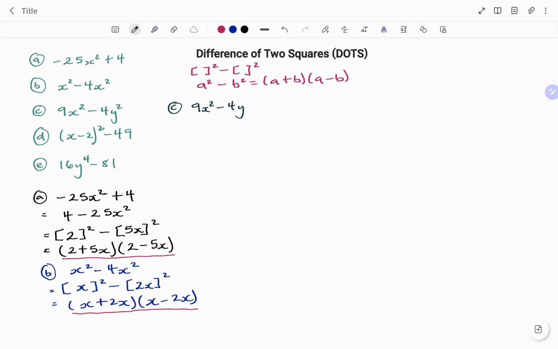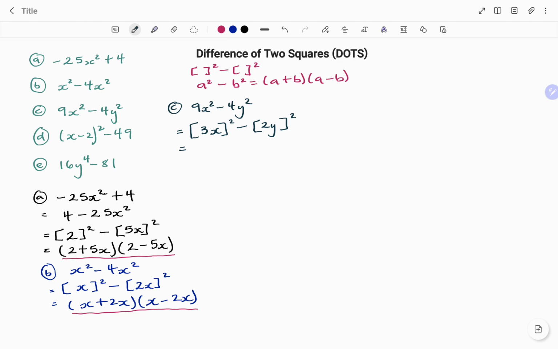In my third example, I have 9x squared minus 4y squared. Remember, I need to write it in the format something squared minus something squared. If I find the square root of 9, that's 3, and the square root of x squared is x. In the second bracket, I have the square root of 4, which is 2, and the square root of y squared is y. Now I've been able to write it in the format 3x all raised to the power 2, applying the laws of exponents. If I expand, I'll get 9x squared. And in my second bracket, I have 2y. If I expand, I have 4y squared.